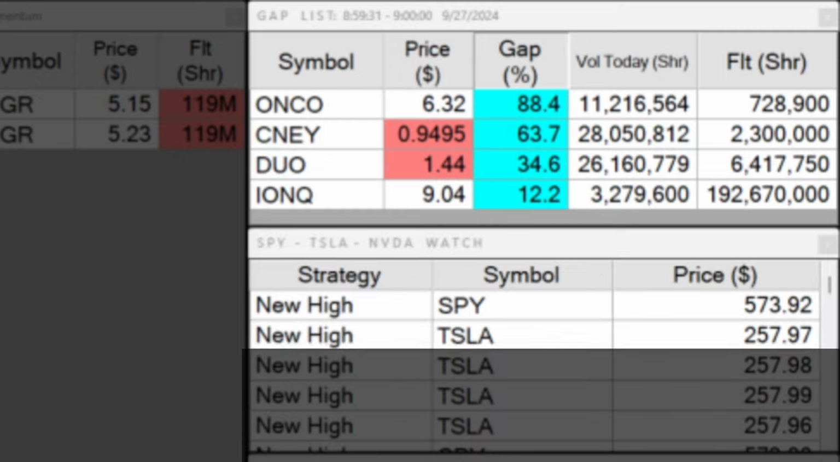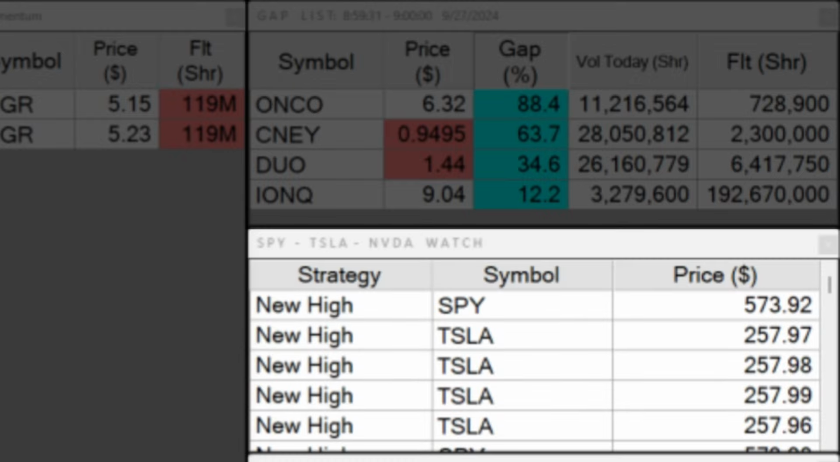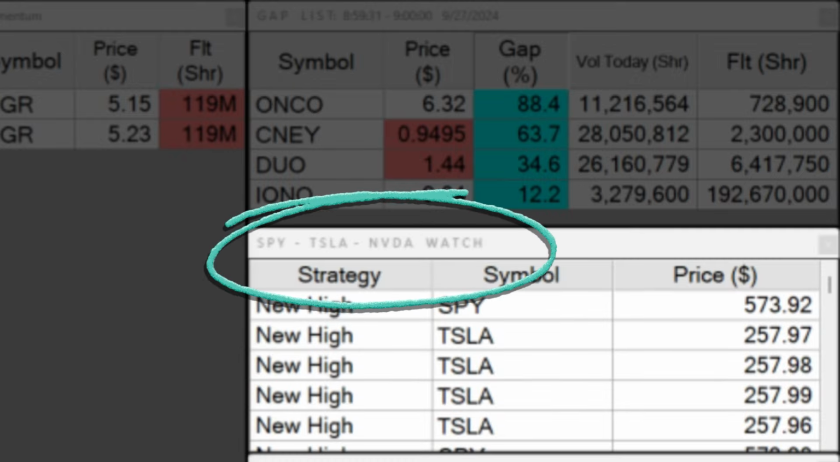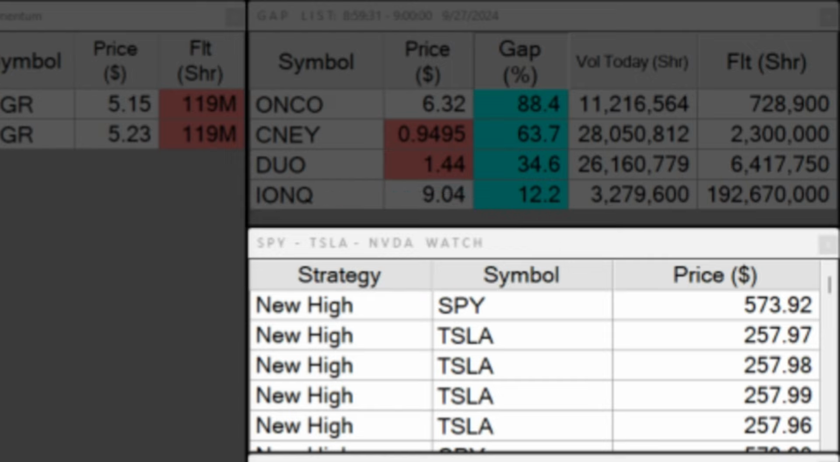Below this, we have our SPY, TSLA, and NVDA window scanner. This scanner is designed to focus specifically on the 3 stocks listed. We use this scanner to detect strong price change in the large cap names. This helps identify the whole market sentiment when trading.